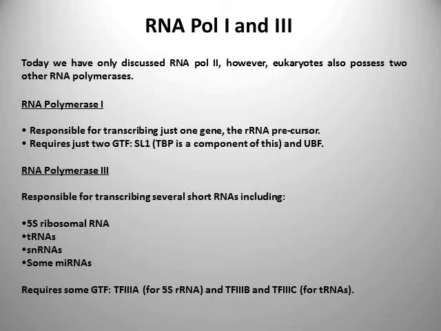With regards to accessory factors, you need TFIIIA for the 5S RNA and TFIIIB and C for the tRNAs. So again, the polymerase can't just do this job on its own. It requires these accessory factors, these general transcription factors, to function. I'm not going to say any more about those. As I said, the most important polymerase from your point of view is RNA polymerase 2, but you need to understand that these other polymerases exist and you need to know what they actually do.